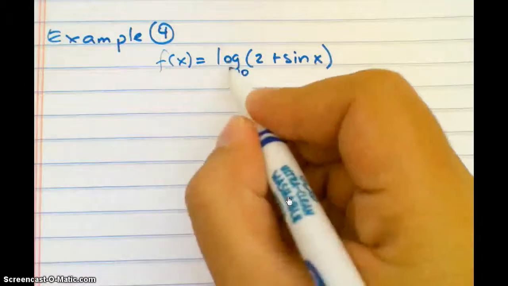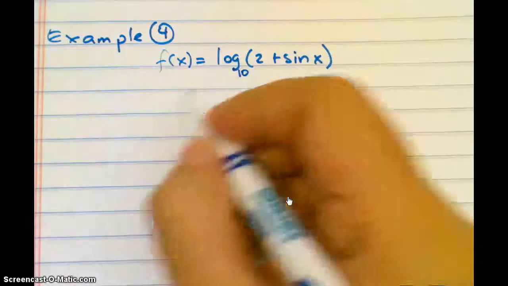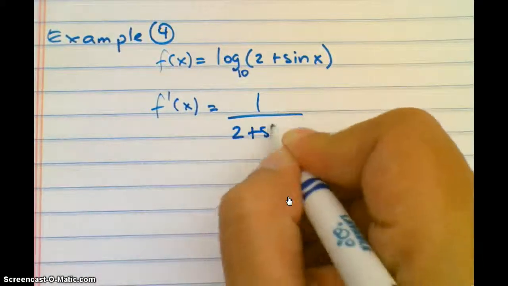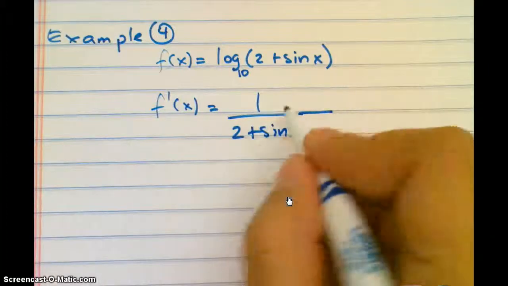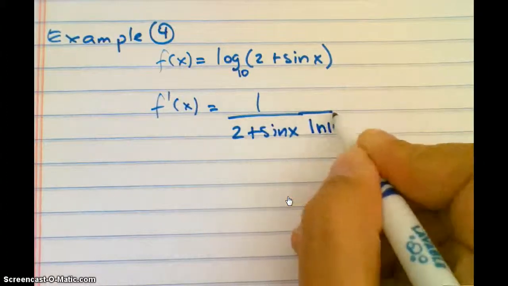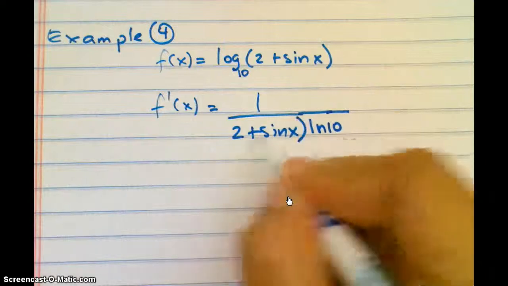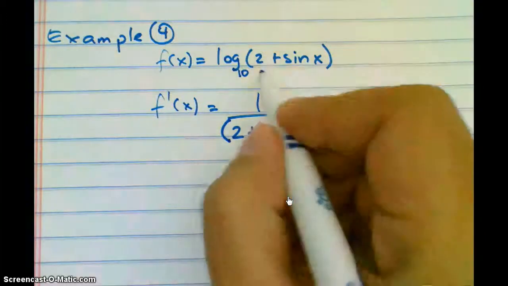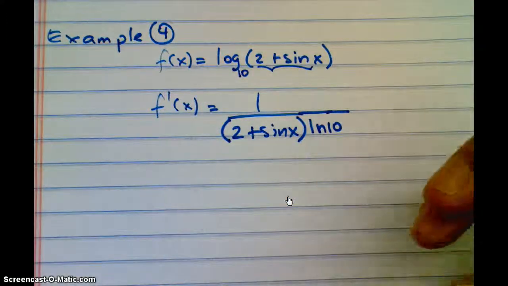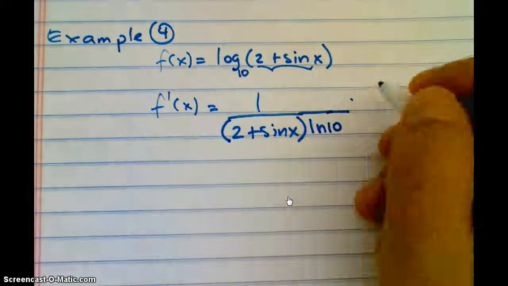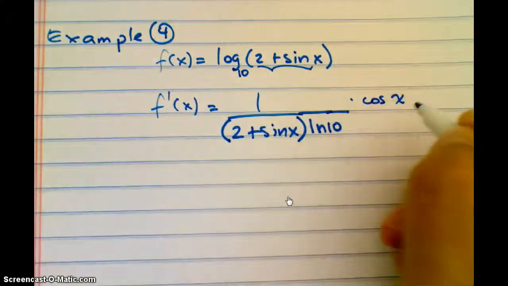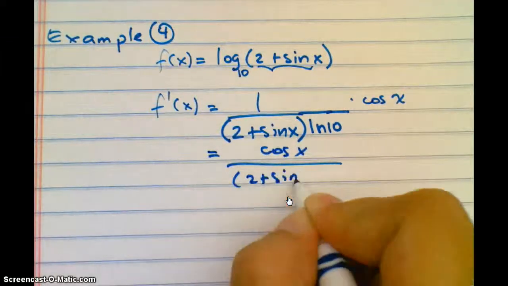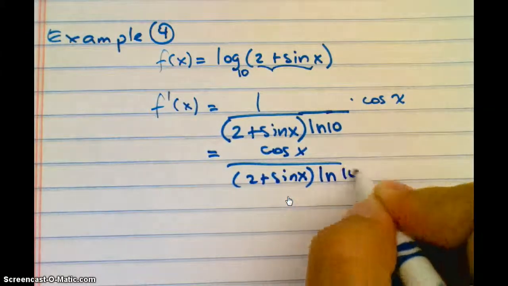So the derivative of a logarithmic function of base 10 will be the reciprocal of the inside times natural log of 10. Because I'm multiplying by the natural log of 10, something that is a sum, please put parentheses around. And then the chain rule tells me to take the derivative of this, which will be: derivative of 2 is 0, and the derivative of sine is cosine of x. So write it nice and neat: I have cosine of x over 2 plus sine of x, the quantity, times natural log of 10.